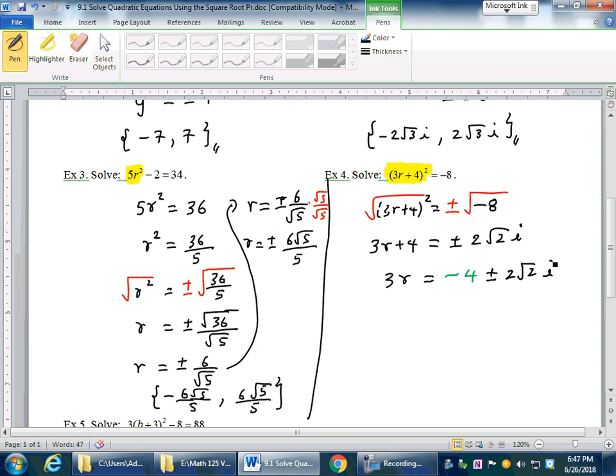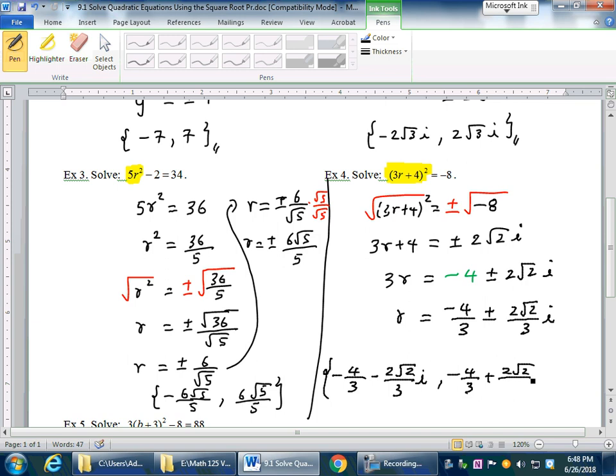And then finally, I'm going to divide both sides by 3. This is how I'm going to divide it: divide the real part by 3, plus or minus, divide the imaginary part by 3. And then right away, it will give me my final answer in standard form. I cannot reduce it, so my final answer will be negative 4 over 3 minus 2 square root of 2 over 3 i, and the other one is negative 4 over 3 plus 2 square root of 2 over 3 i, which are both of my answers.